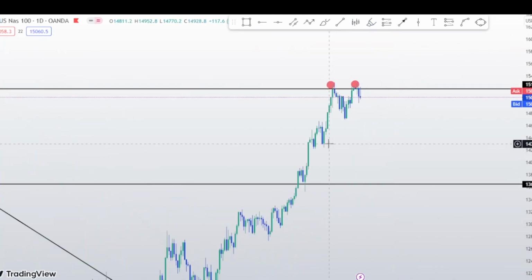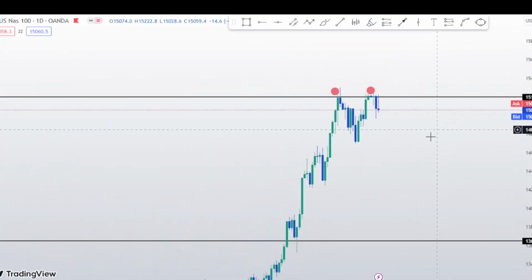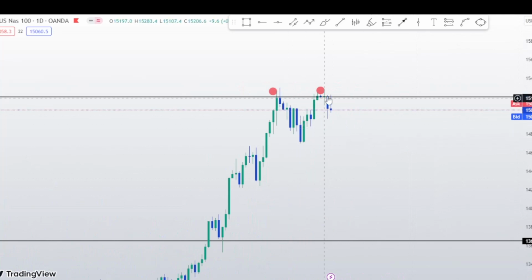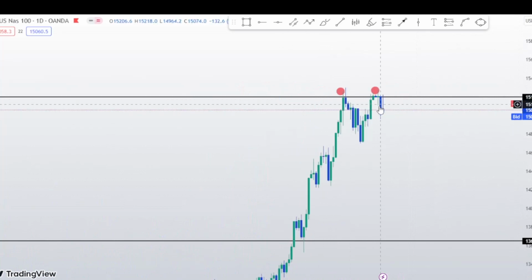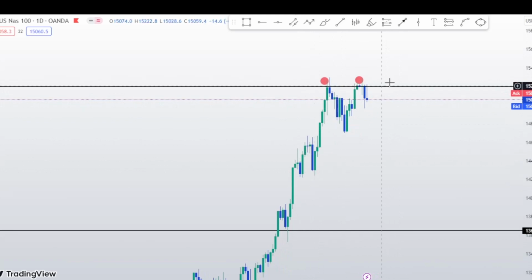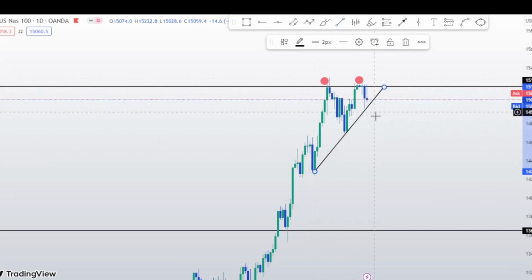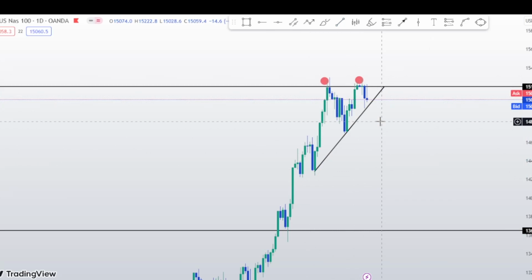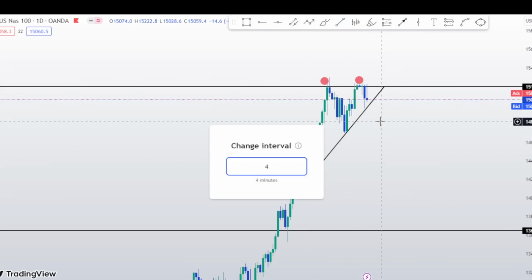If we look here, let me zoom in, it looks like we have a double top, which is clear and nice. But if we look here, we have what makes a trend line valid. I'm going to put my trend line here, 1, 2, and this is going to be my third touch. So I'm going to go to the 4-hour time frame.